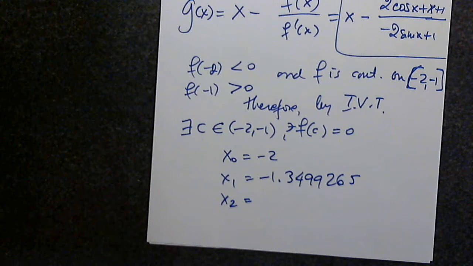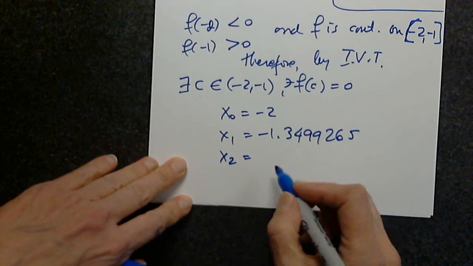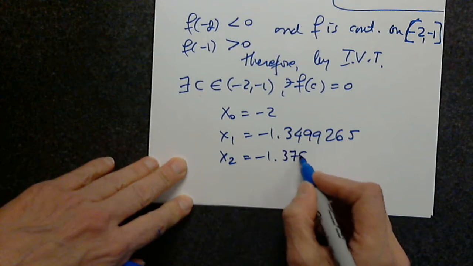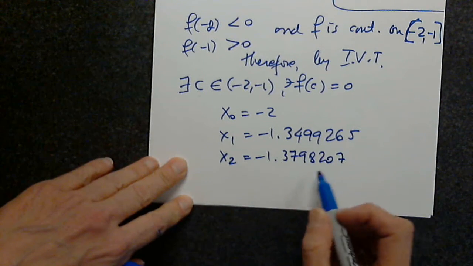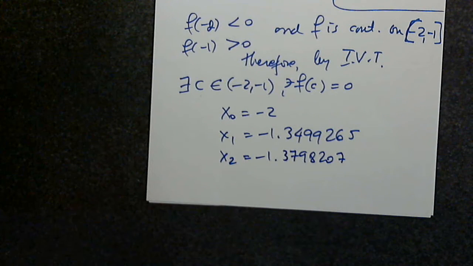And this is now x2, which is -1.3798207. Make sure you copy 7 digits. And then all I have to do is just copy again.